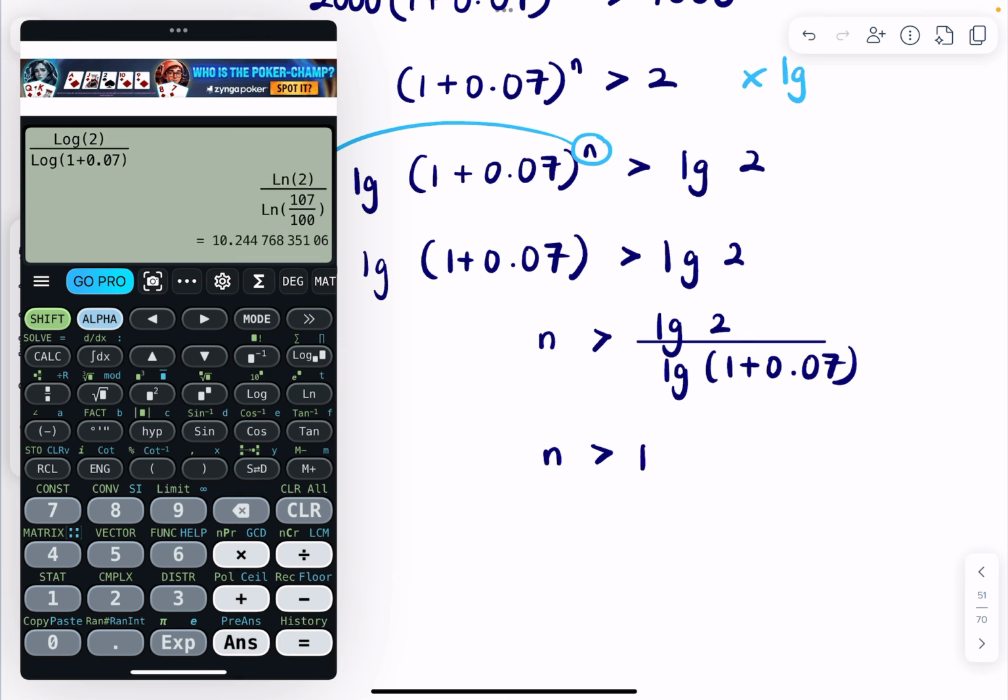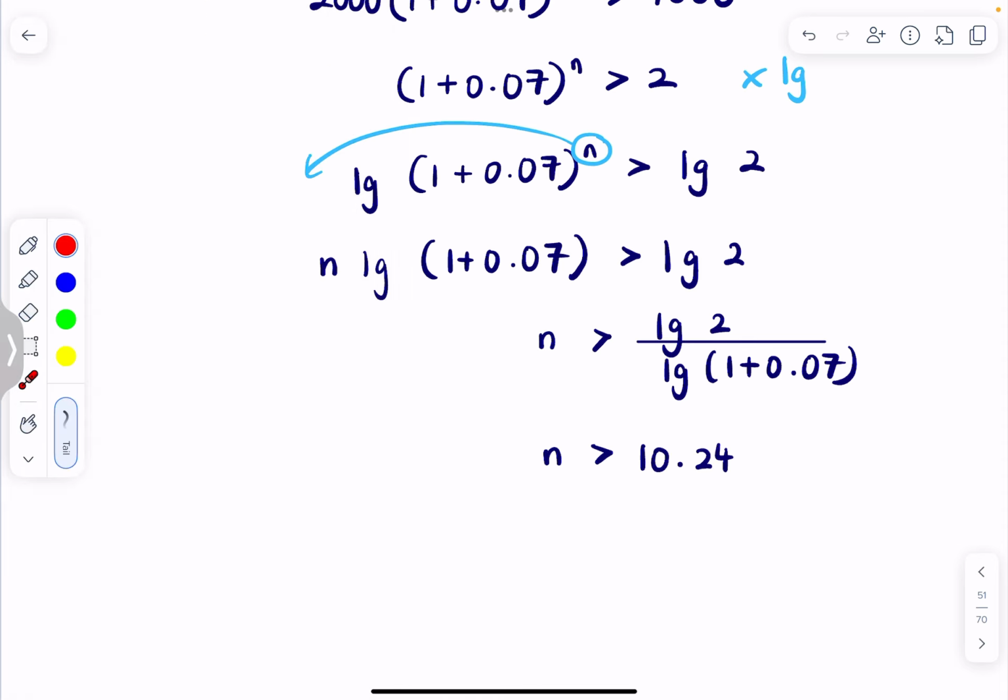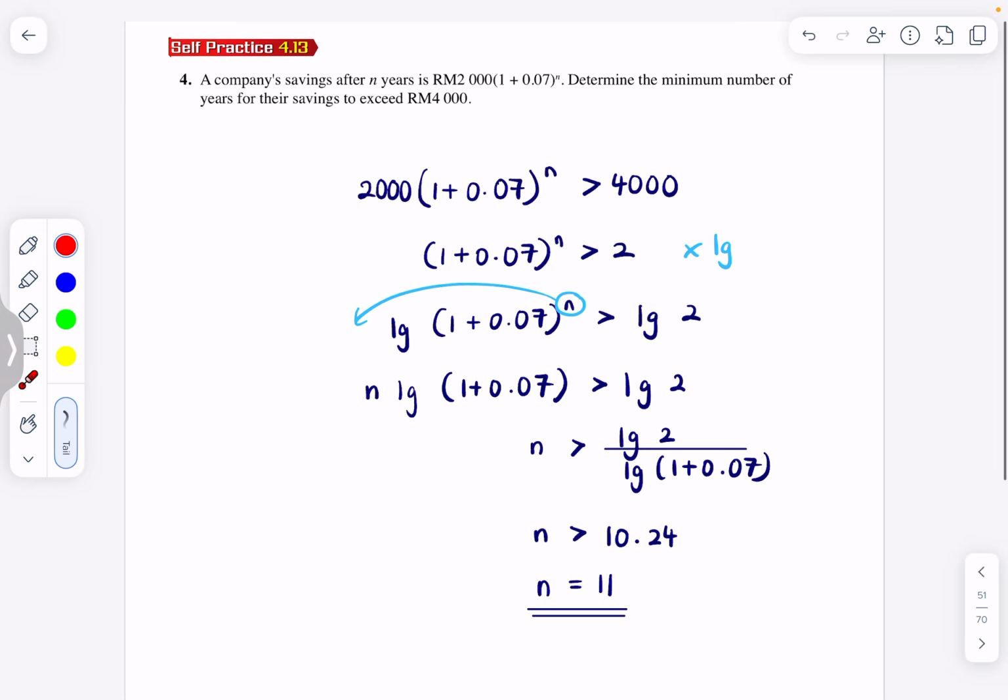We get 10.24. So n cannot be a decimal, it has to be a whole number. So what we have to do is we say n is 11. Okay, this is the next number after 10.24, the next integer. Answer 11. So 11 years. It takes 11 years for the savings of this company to exceed 4,000 ringgit for the first time.